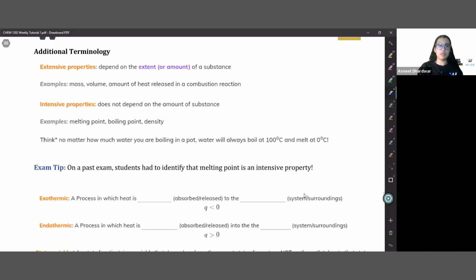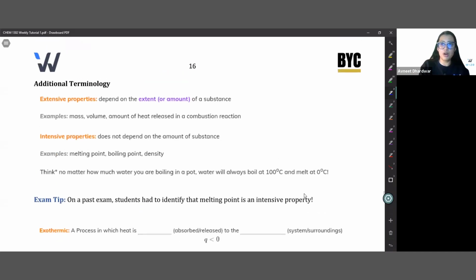Some other terms that you guys have to know, the first two are extensive versus intensive properties. So there's an easy way to remember this. Extensive just sounds like the extent of something or the amount of something. So this is a property that actually changes depending on how much you have. So for example, mass is an extensive property. If I have 7 bricks versus 1 brick, the mass is different, right? So that's how you know that mass is an extensive property.